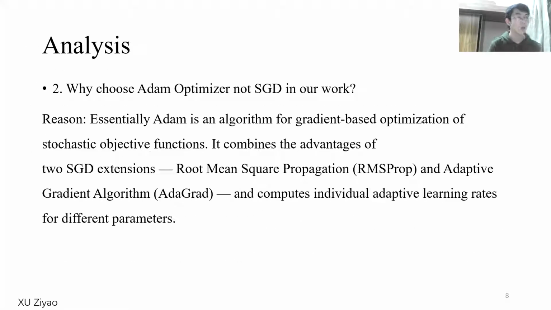The second is why choose the Adam optimizer, not SGD, in our work. The reason is essentially that Adam is an algorithm for gradient-based optimization of stochastic objective functions. It combines the advantages of 2 SGD extensions, root mean square propagation and the adaptive gradient algorithm, and computes individual adaptive learning rates for different parameters.